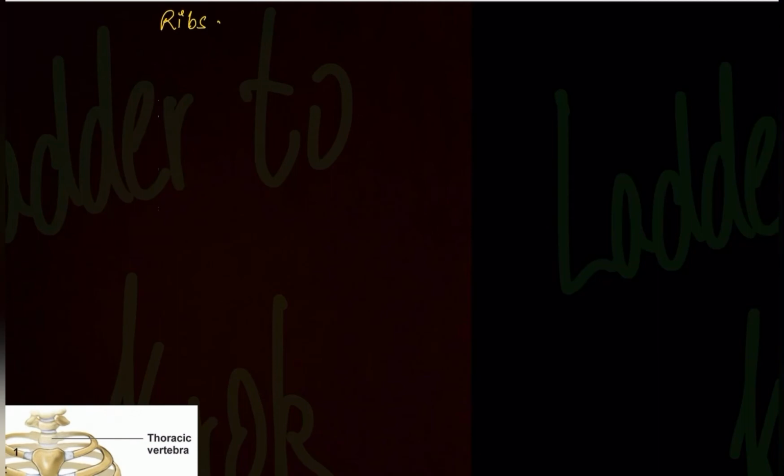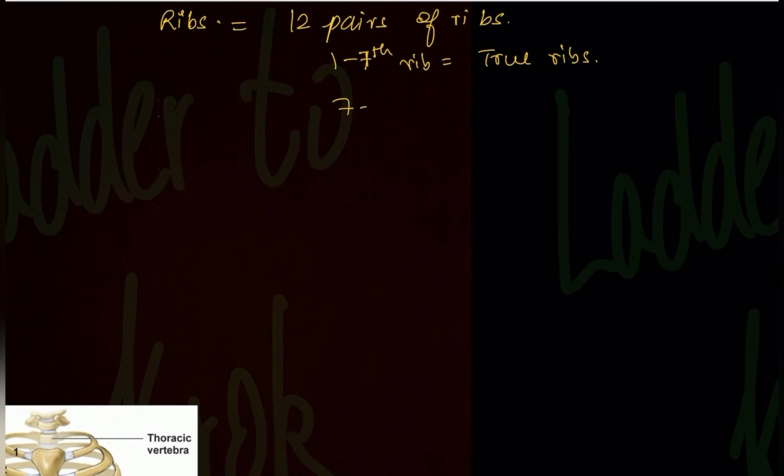So you have 12 pairs of ribs. Among them, 1 to 7 rib is called as true ribs because they attach to the sternum. Then 7 to 8th rib will attach to the costal cartilage of the 7th rib. So they are called as pseudo ribs. Pseudo means false. They are called as false ribs.